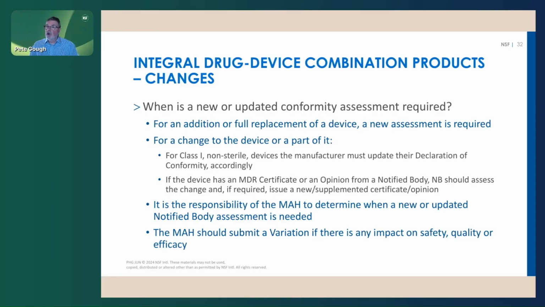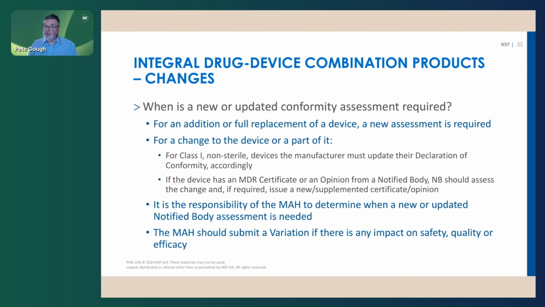So what happens if you've got one on the market and you need to make a change? When do you and who do you need to get involved? If you want to make a change to a medicine, you always have to submit what's called a variation to your marketing authorization. And so obviously you may need to update your conformity assessment as part of that variation for an integral drug device combination.